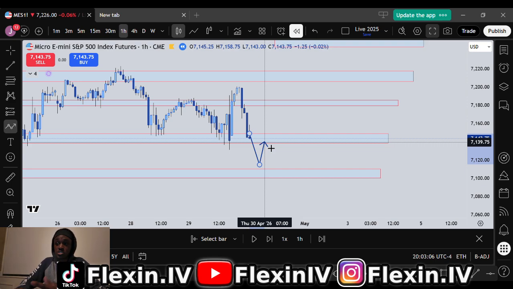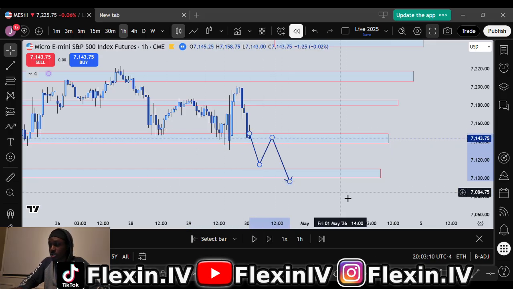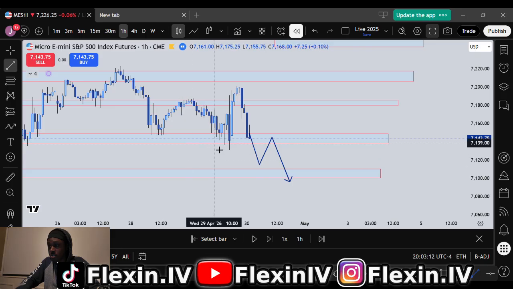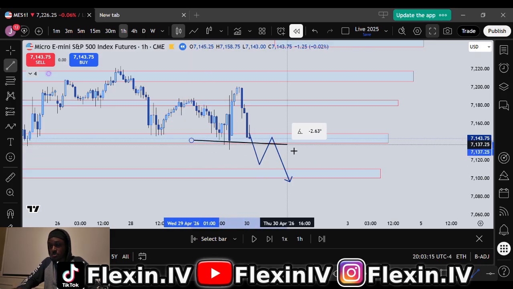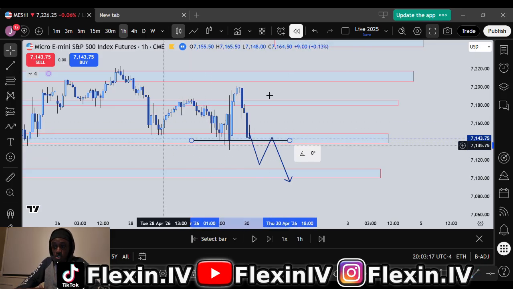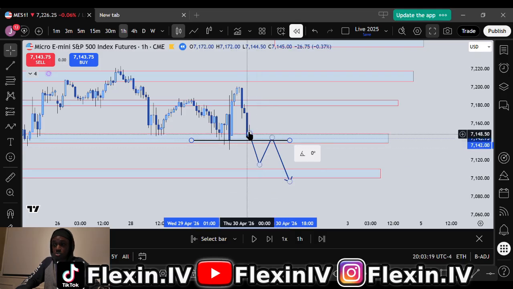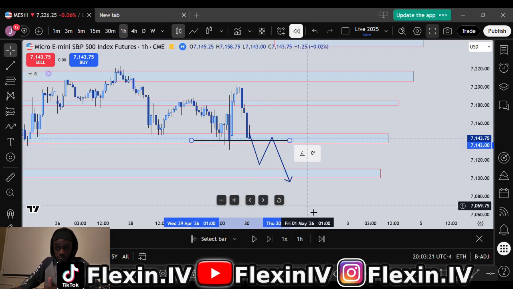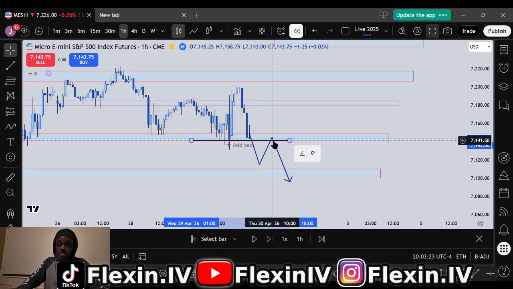So now we can look for ourselves, because we have this area right here serving as support, which is structure. Once we break through that, this is where you get your break and retest. And what we do is we take this trade from zone to zone.